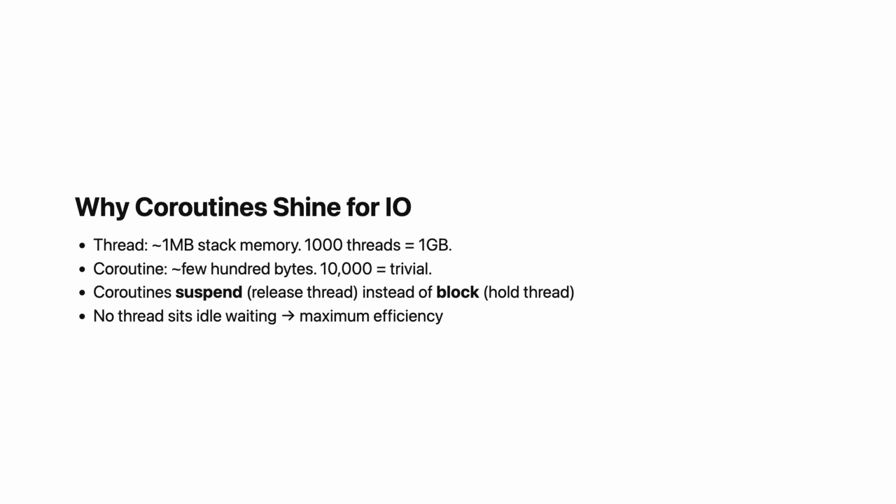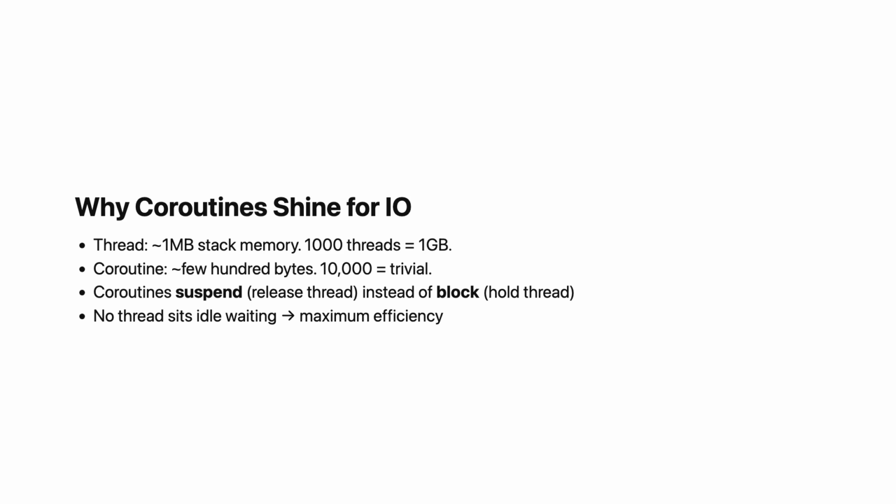Here is why coroutines truly shine for I/O-bound work. Traditional threads are expensive. Each one needs about 1 megabyte of stack memory. If you want 1,000 concurrent network calls, you need 1,000 threads, which is 1 gigabyte of memory just for stacks. Coroutines are cheap, a few hundred bytes each. You can launch 10,000 coroutines that each wait for a network response, and they collectively use a tiny fraction of the memory that threads would.